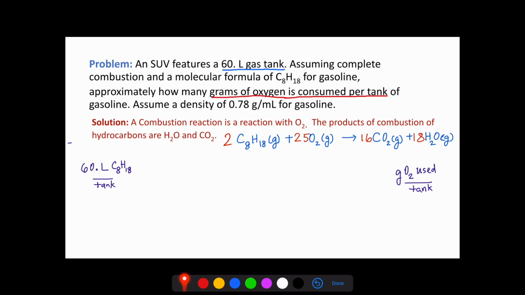If you want, you can check, you can count oxygens. You have 25 times 2, 50. You will also have 50 oxygens on the right if you count them. Okay, so at this point, I want you to stop the video and figure out for yourself how to get from here to here. I'll get to the answer in a few minutes.